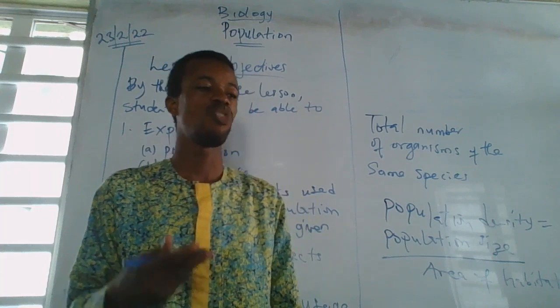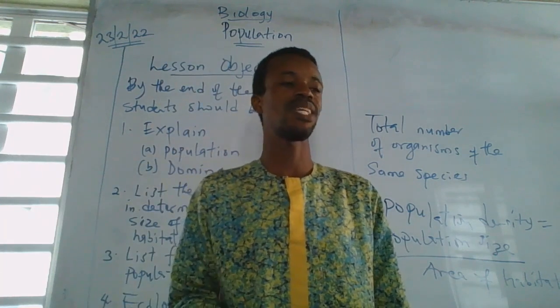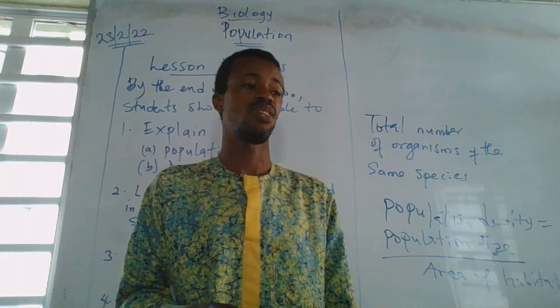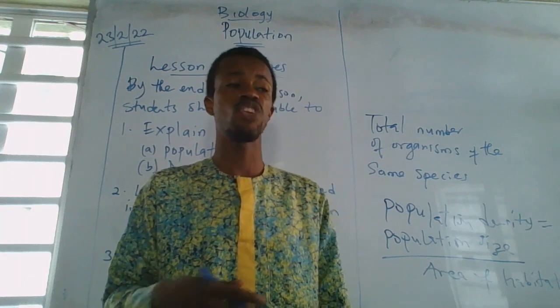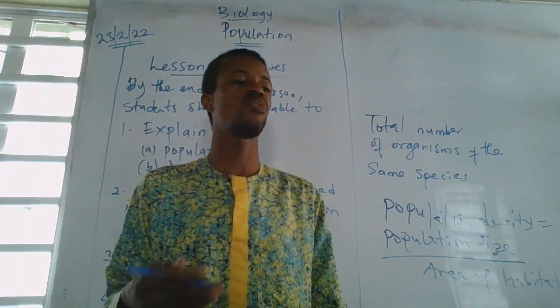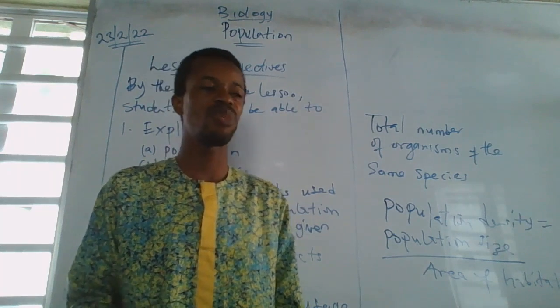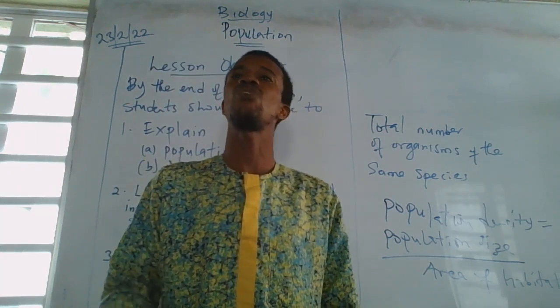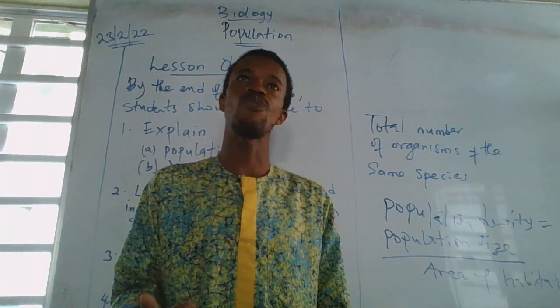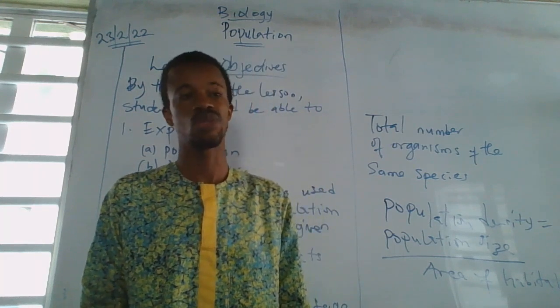That is when organisms move out of a habitat due to unfavorable conditions like scarcity of food, unfavorable weather, and so on. And this can reduce the population of the habitat. Another one is availability of food. In a habitat where you have more food, you have more organisms that are there to feed on that food.